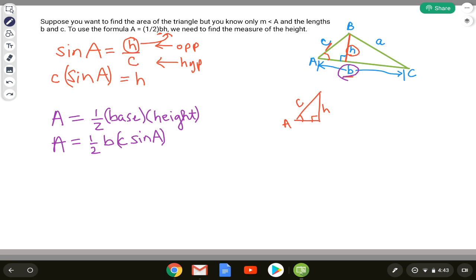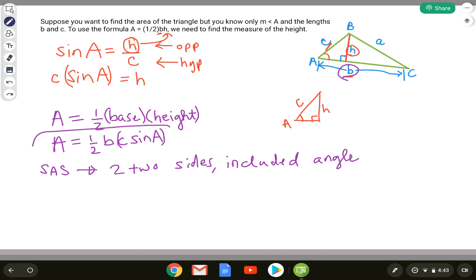So this gives us another formula for finding area. If I have an angle and two sides that are on either side of it, so it's kind of that side angle side scenario, we know two sides and their included angle, then I can use this formula that was given to find the area.